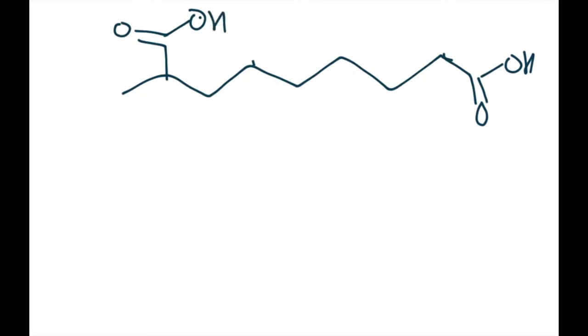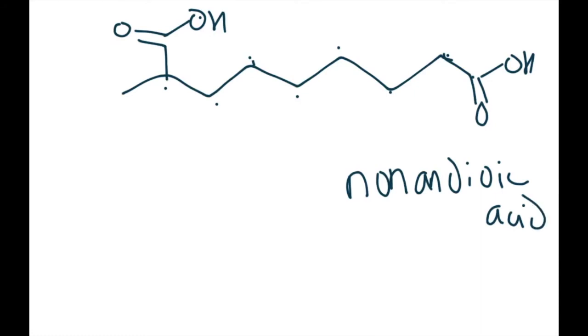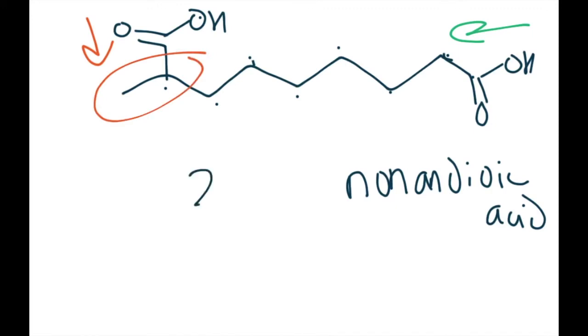If we had this, our longest chain is 1, 2, 3, 4, 5, 6, 7, 8, 9. So it's going to be nonanedioic acid. Oh man, so close. But now I've got a choice. Do I number it the green direction or do I number it the orange direction? You number it the orange direction to give your methyl group here the lowest possible number. So this is going to be 2-methyl nonanedioic acid.